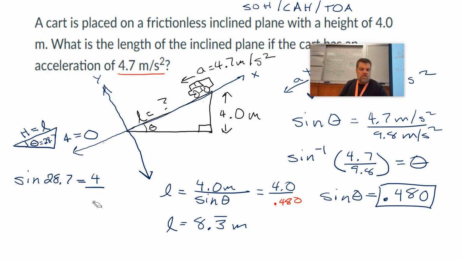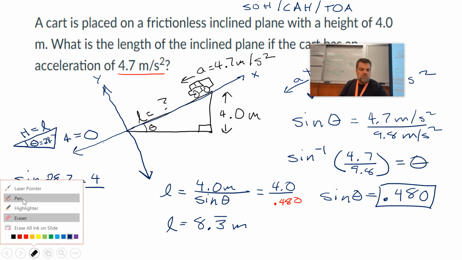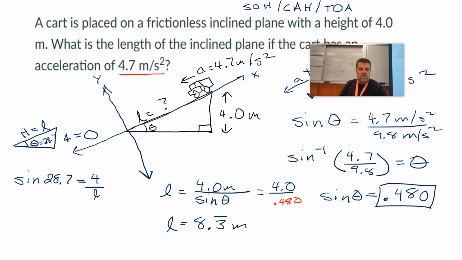So I kind of glossed over that. Okay, and so from there, that's how you get this. And I was saying, well, you don't really need the angle; you just need to plug in the value of it, because sine of 28.7 is equal to 0.480.